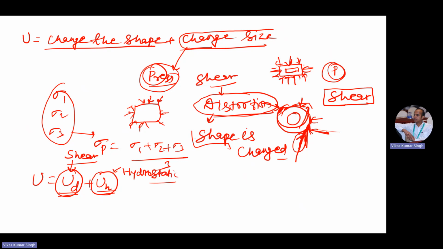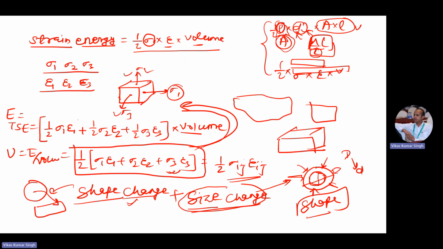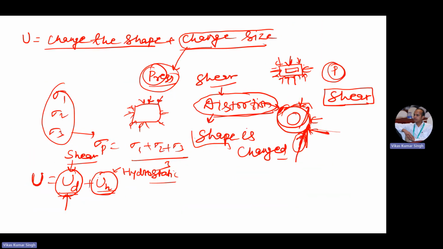Now if I want to calculate what is this value, how to calculate? We have calculated this, you can see this one. If somehow we are able to calculate this, we can calculate this also. How? U minus UH equals UD, correct? So now how to calculate this? It's very easy to calculate UH.